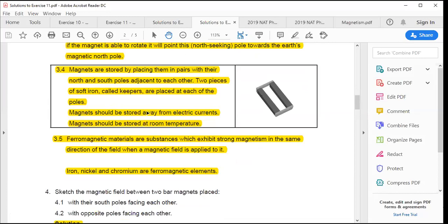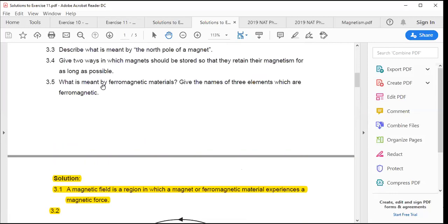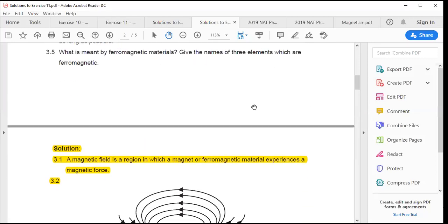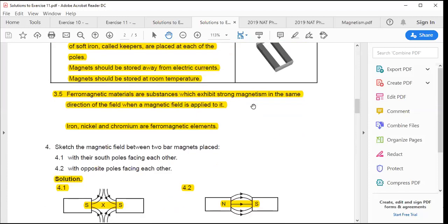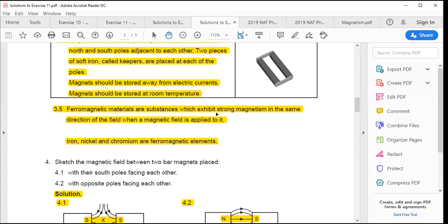Then the last one, we've got 1 minute left. The last one says, what is meant by ferromagnetic materials? Give examples of 3 elements which are ferromagnetic. Right, so you've got your ferromagnetic substances which exhibit strong magnetism in the same direction of the field when a magnetic field is applied. So these are substances that are attracted by a magnet. Right, examples are iron, nickel, chromium. Those are your ferromagnetic elements.